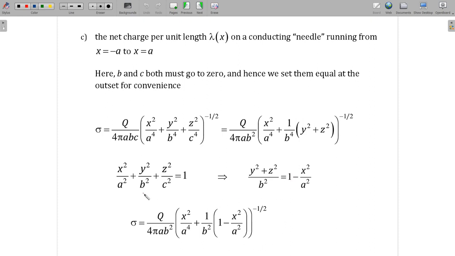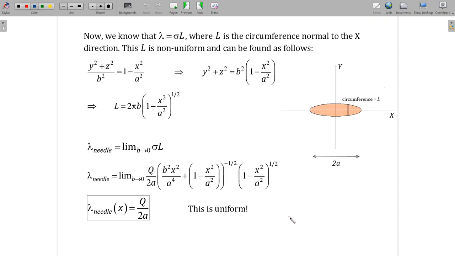Now in this sigma we have to take some kind of limit, but first we have to turn this formula for surface charge density into a formula for linear charge density, which is lambda. We will do that now. Let us look at this object here. This is our ellipsoid, and if b and c are becoming smaller and smaller, it is going to look more and more thin, as if it's just a line along the x-axis.